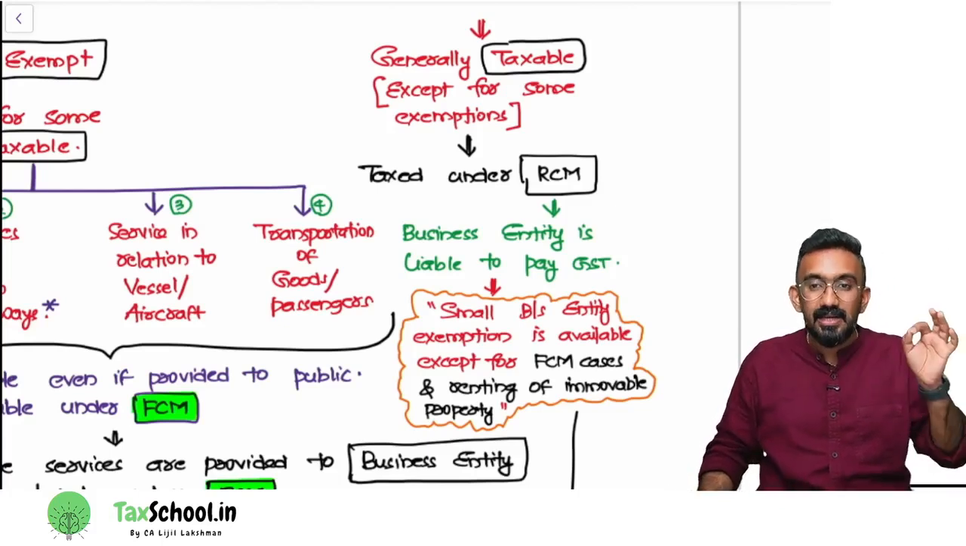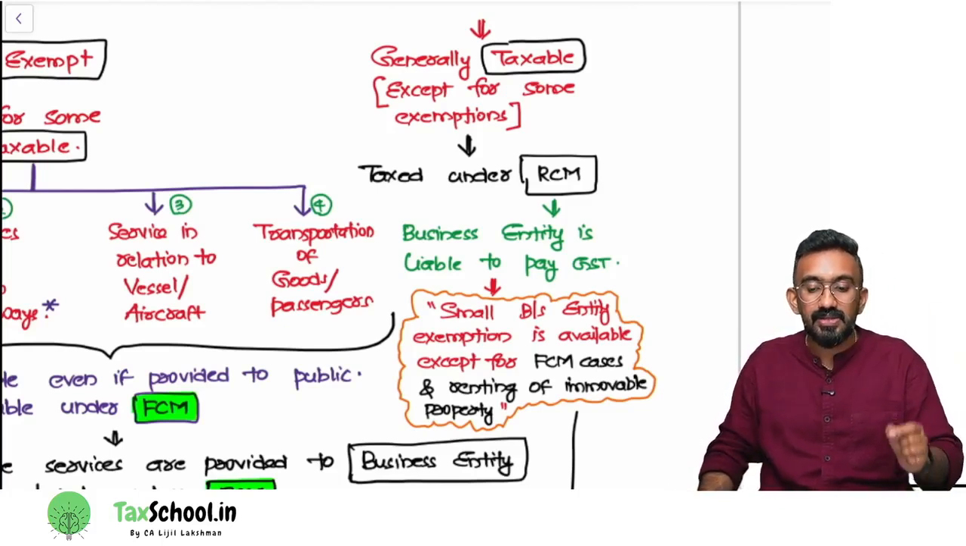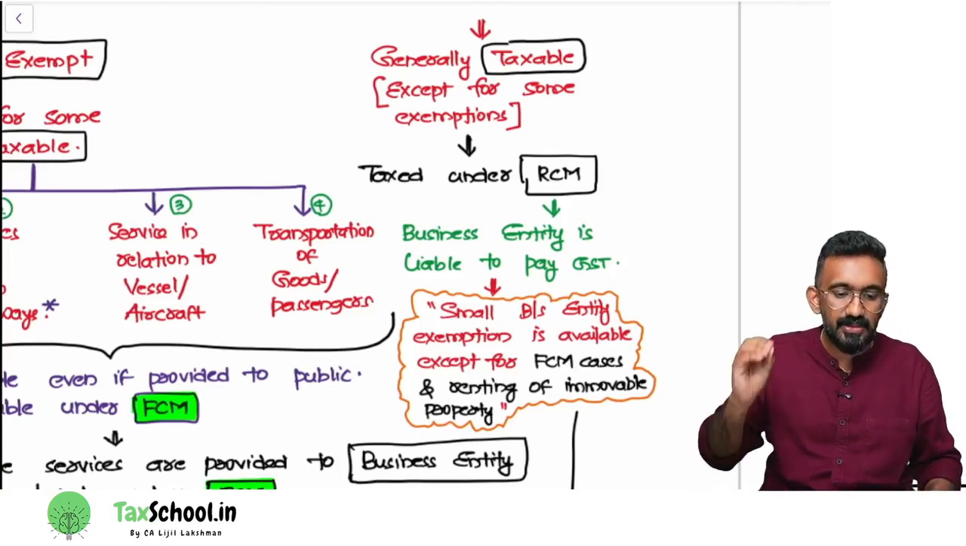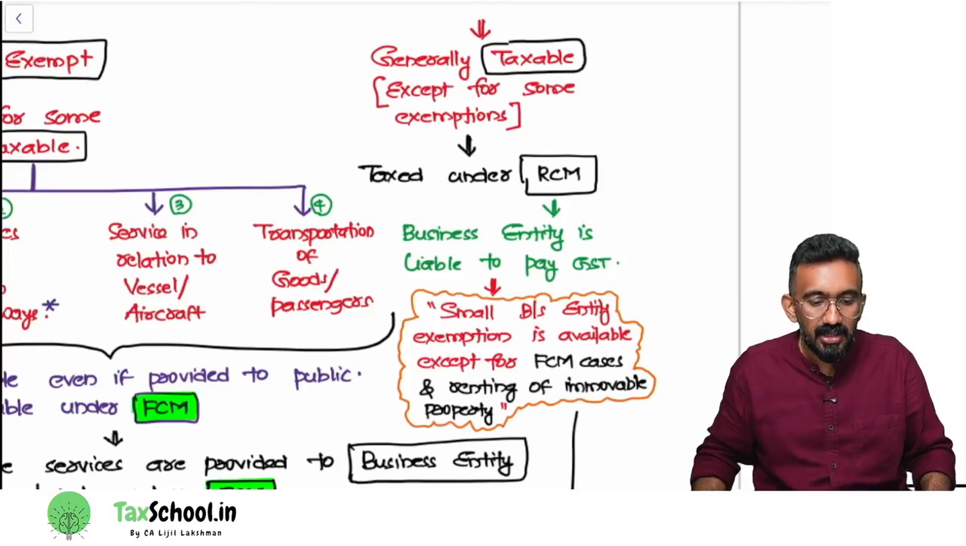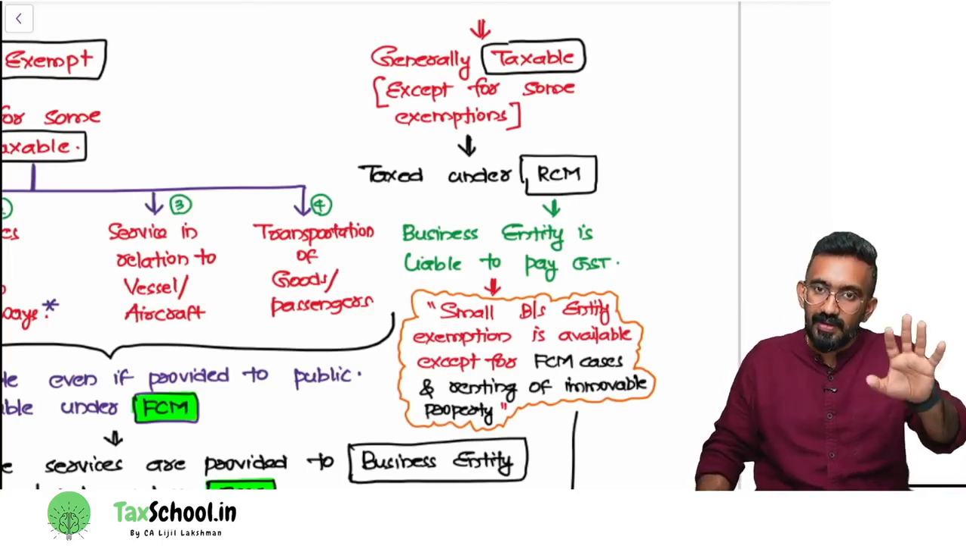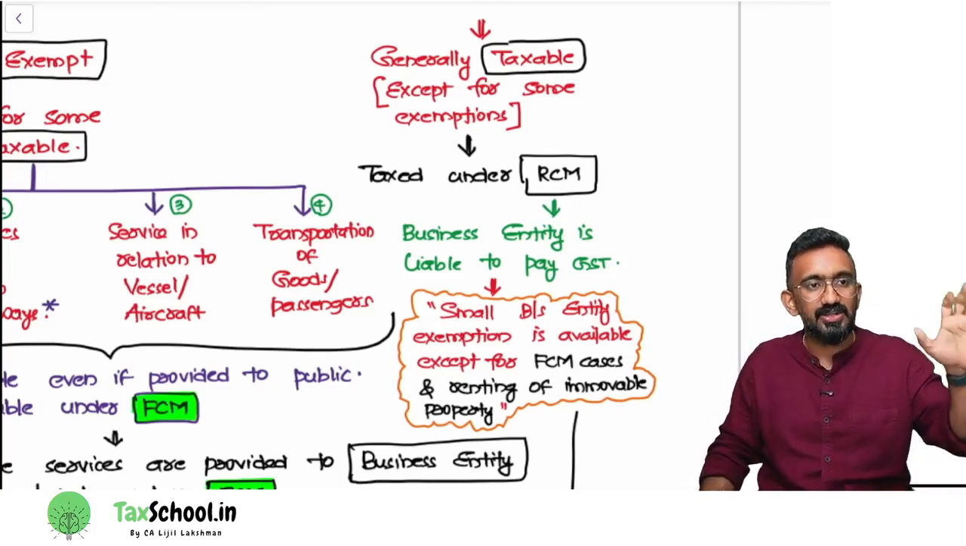But Indian Railway is providing the service of booking train tickets. An Indian Railway ticket is booked by a business entity. Indian Railway only will collect tax under FCM and then pay to the GST department.